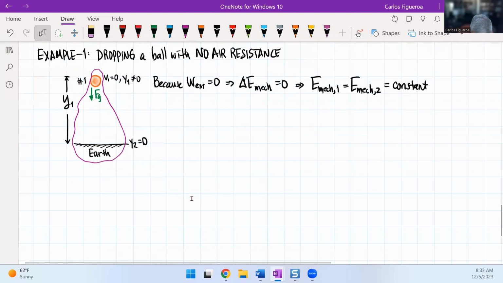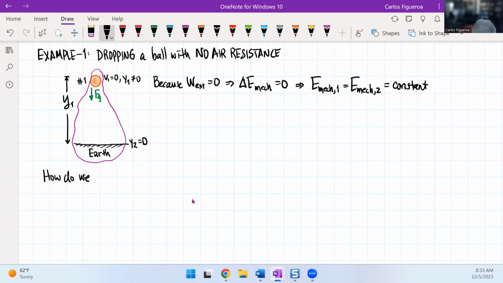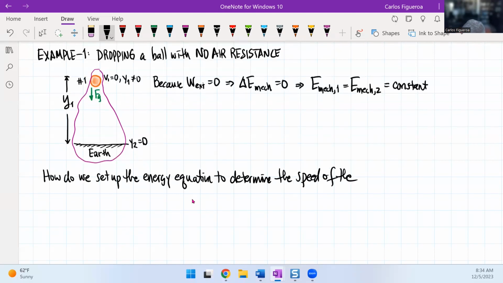This is just the setup for the picture, but now let's look at what actually happens. Now that we've formalized our process, how do we set up the energy equation to determine the speed of the ball just before hitting the ground?